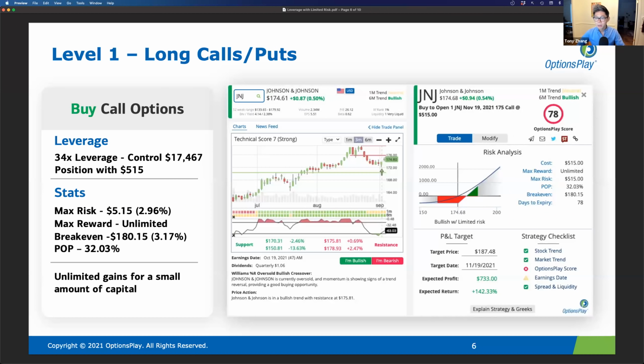But the problem is that not only do you have to get the price right, you also have to get the timing right. And those two things are pretty hard to do in terms of threading the needle. So for those reasons, that's why I don't trade butterflies too often.